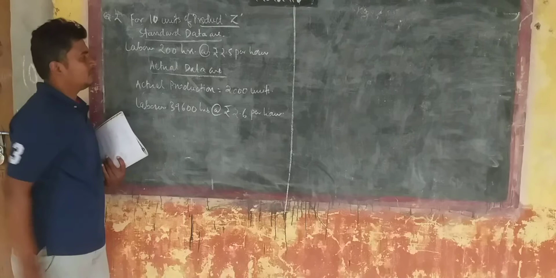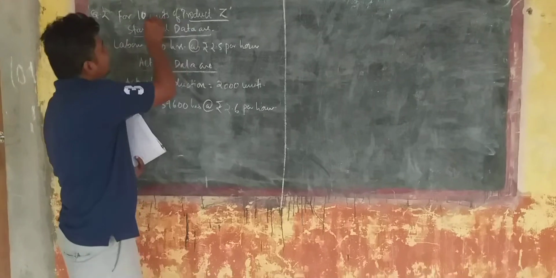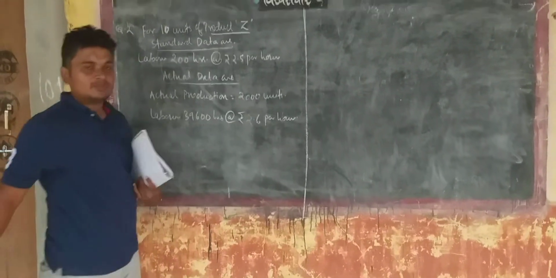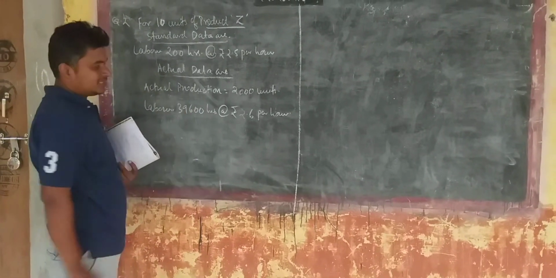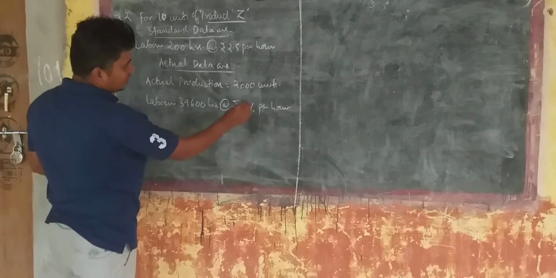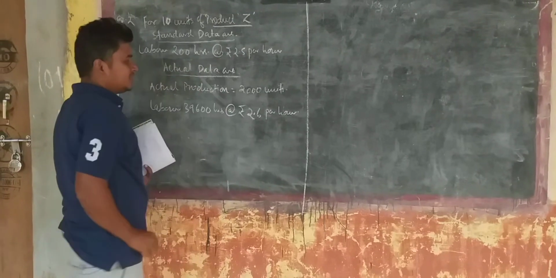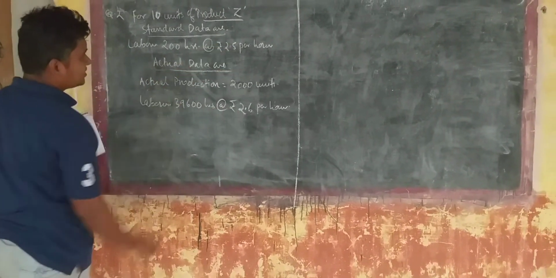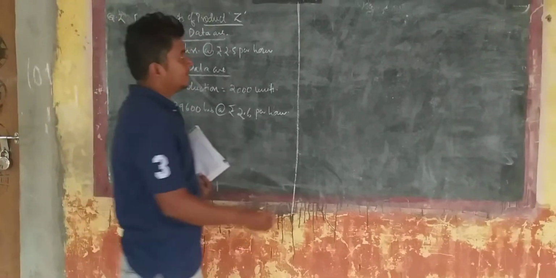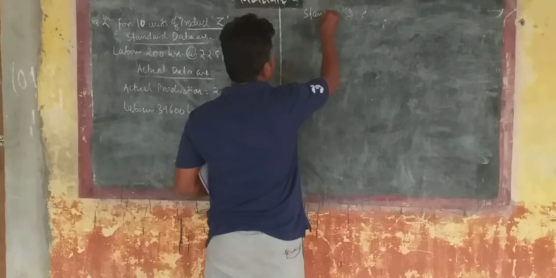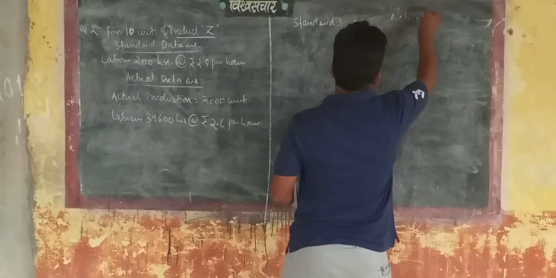But the actual data: actual production they have given as 2000 units. Standard they have decided for 10,000, but actually how much production happened? 2000. And actually how many labor hours were worked? 39,600 hours, at the rate of 2.6 per hour. The actual rate they have paid is 2.6. The actual rate is different: actual rate is 2.6, but standard rate is 2.5. So we need two sets of data, standard and actual.